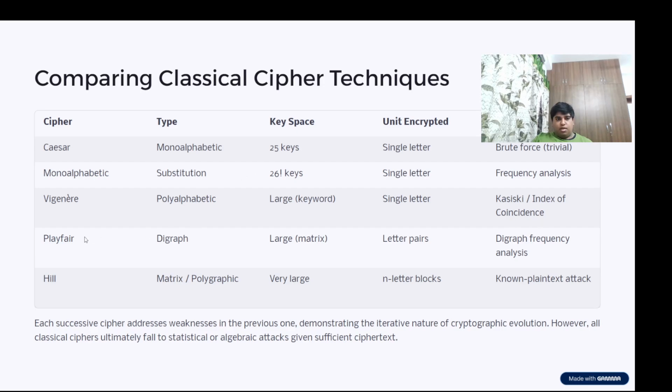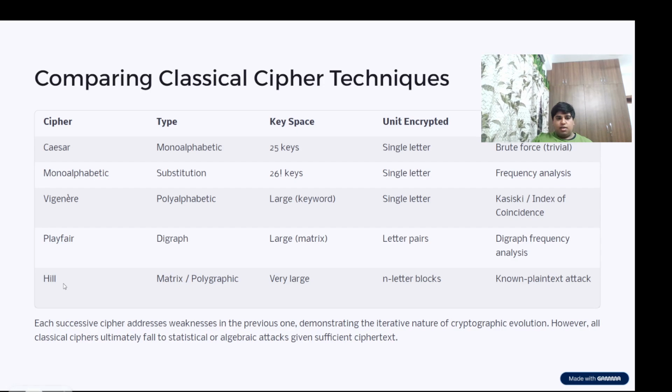For Playfair cipher, the type is of course the digraph classical technique. Its key space is quite large since we're using a matrix. It's encrypted using letter pairs. So the main vulnerability is digraph frequency analysis.